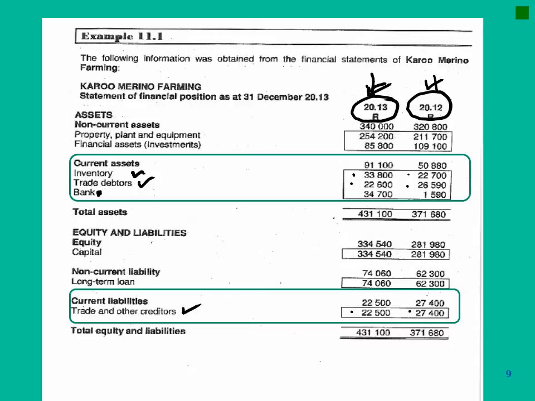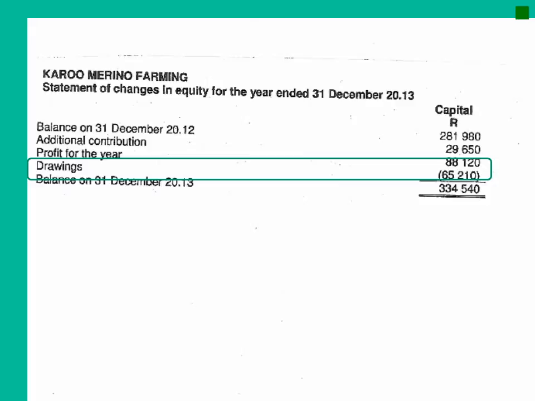Then also, in the statement of changes in equity, we are going to make an assumption here, because we don't get given any other information, that the drawings were all cash drawings. Okay, so you can assume that unless they tell you otherwise. So for example, otherwise might be if the owner took inventory, then he hasn't taken cash, he's taken inventory. So we're always going to assume that it's cash unless we get told otherwise.